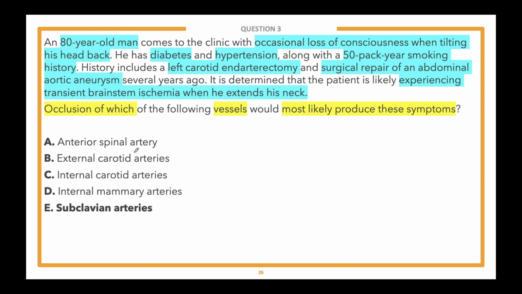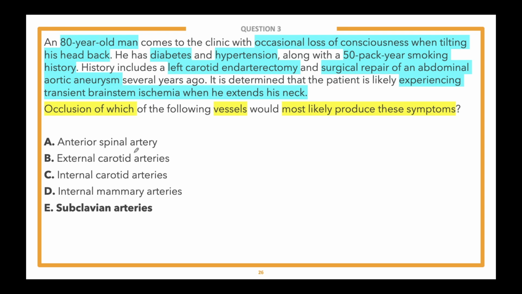Let's talk about the other answer choices and why those are incorrect. So, internal mammary arteries, D, interestingly, you can actually have a steal syndrome with these arteries, okay? Now, these arteries can be used for CABG, or coronary artery bypass graft surgery. And you can have a coronary-subclavian steal syndrome, okay? However, this is typically associated with coronary ischemia and not neck extension, okay?